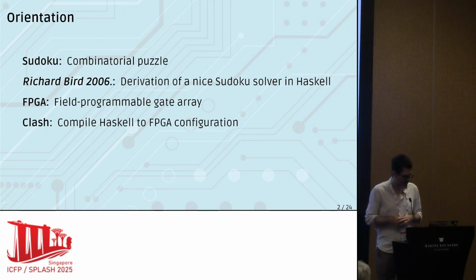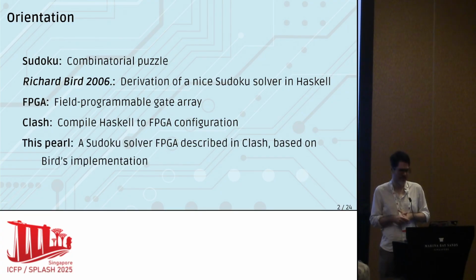And then what I'm going to do is translate that onto something that runs on an FPGA. And the tool I'm going to use for this is Clash, which is a Haskell to FPGA compiler that takes Haskell programs and compiles them to FPGA configuration. So it's going to be putting together all these things.